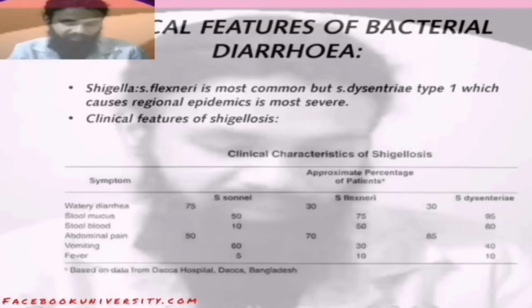Clinical features of bacterial diarrhea. Shigella. Shigella flexneri is the most common, but Shigella dysenteriae type 1, which causes regional epidemics, is most severe. Clinical features of shigellosis: watery diarrhea, stool with mucus, stool with blood, abdominal pain, vomiting, fever.